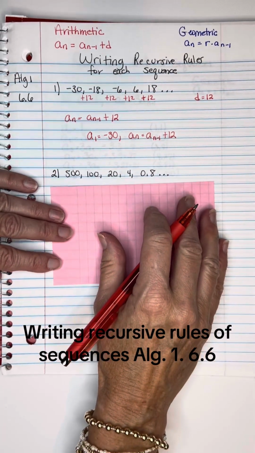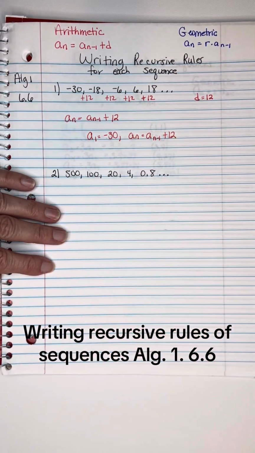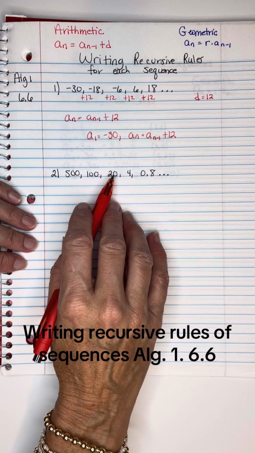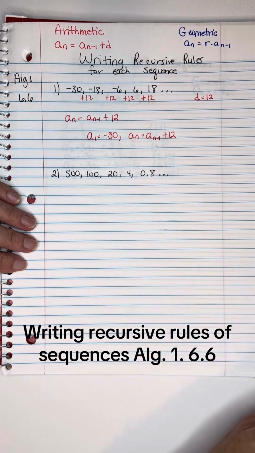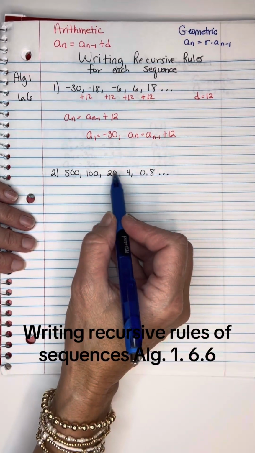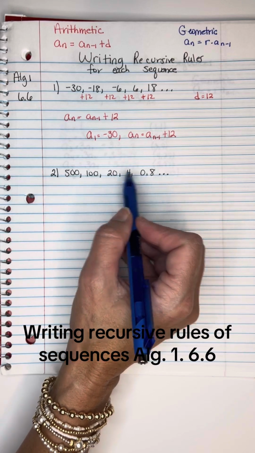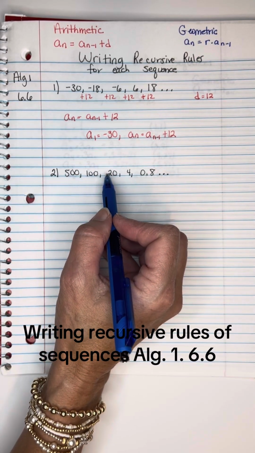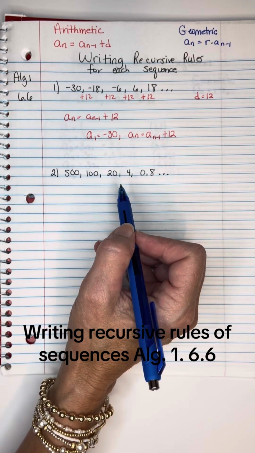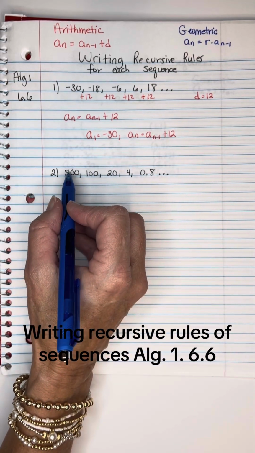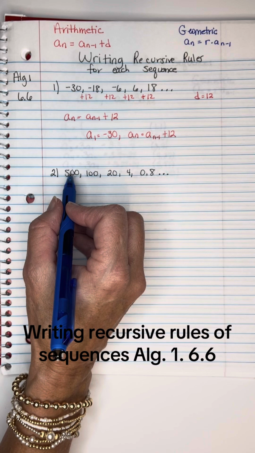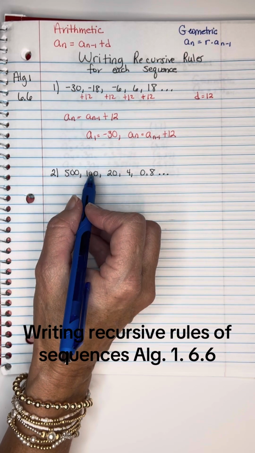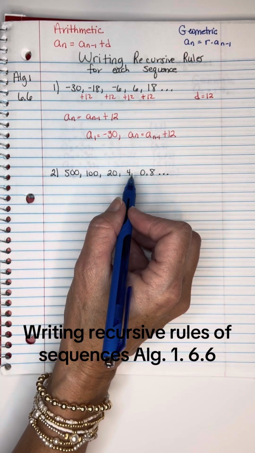Okay, now let's look at this one. We have 500, 100, 20, 4, and 0.8. It's probably going to be easier to look right here to see how I am getting this. It's not minus 400, minus 80. It's not going to be that, but it could be 500. To get from 500 to 100, I'm dividing by 5.